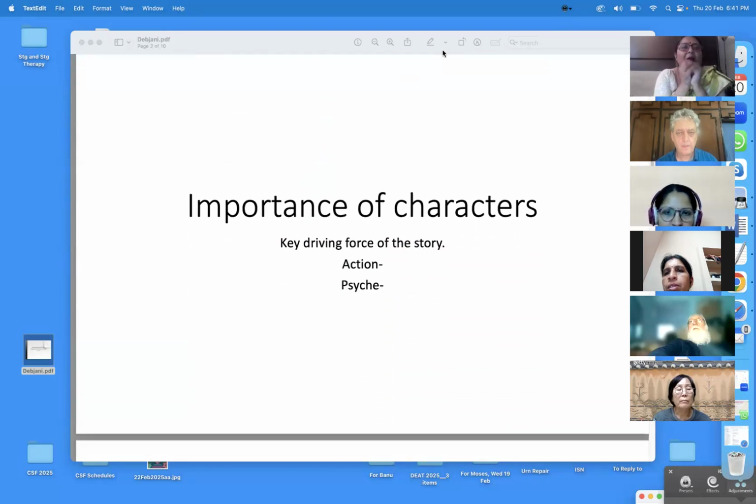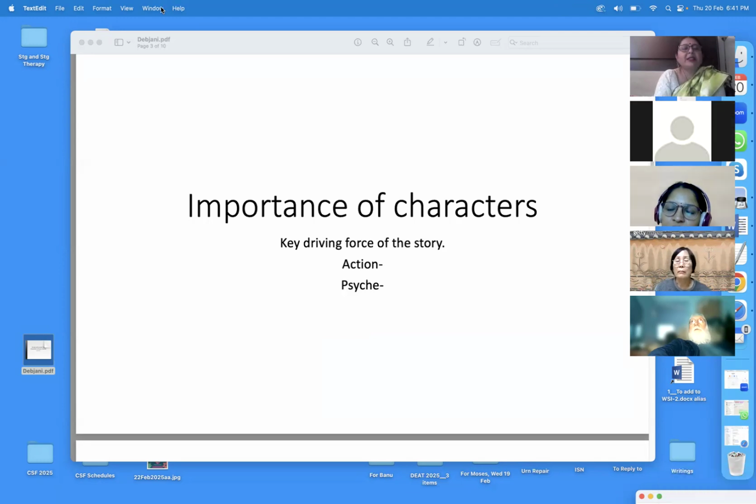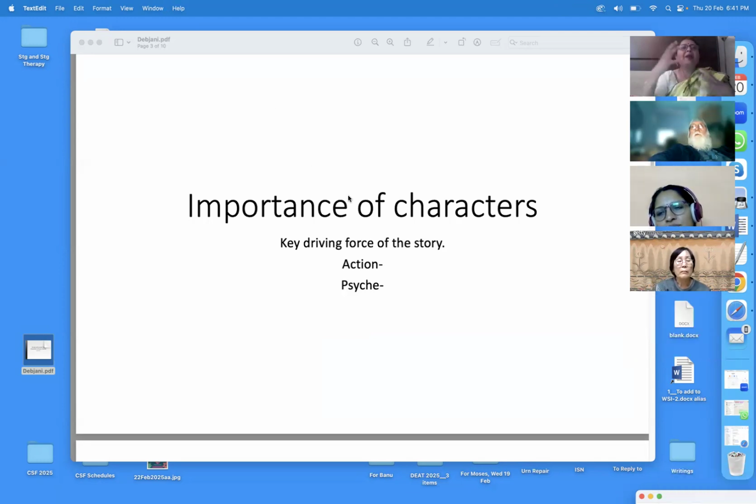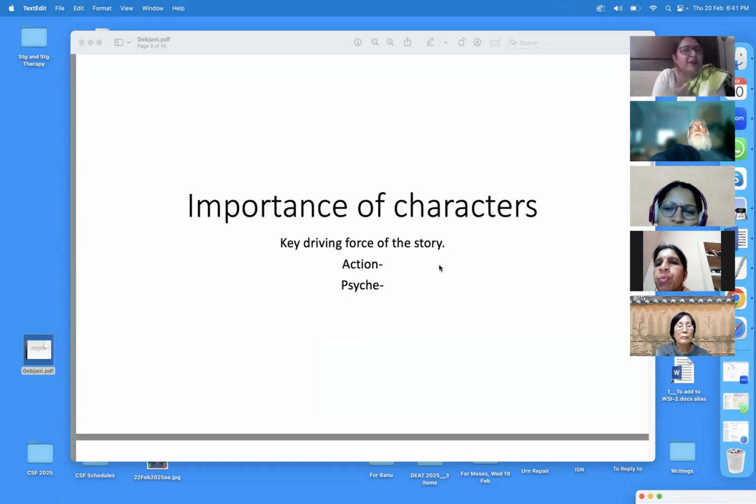Most of us here are storytellers, so I'm not going to give you any gyaan on this topic. This is something very basic, and most of us know about it and have been working on it. So we will be interacting with each other and creating a knowledge pool here. Please feel free to give your opinions, suggestions and inputs whenever we are discussing anything. So what do you think is the importance of characters in a story?